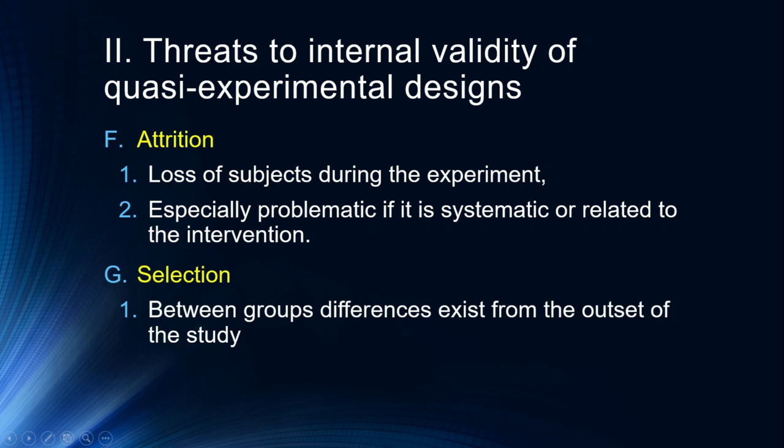Always we have to worry about selection bias. So between-group differences exist from the outset of a study. We have to think about that. This is where we have difficulties with a lot of the data in COVID-19 studies, because people getting tested are more likely to be symptomatic. We don't have broad-based testing. We have to think about the tests themselves and whether or not they're functioning correctly. So lots of selection issues going on there.